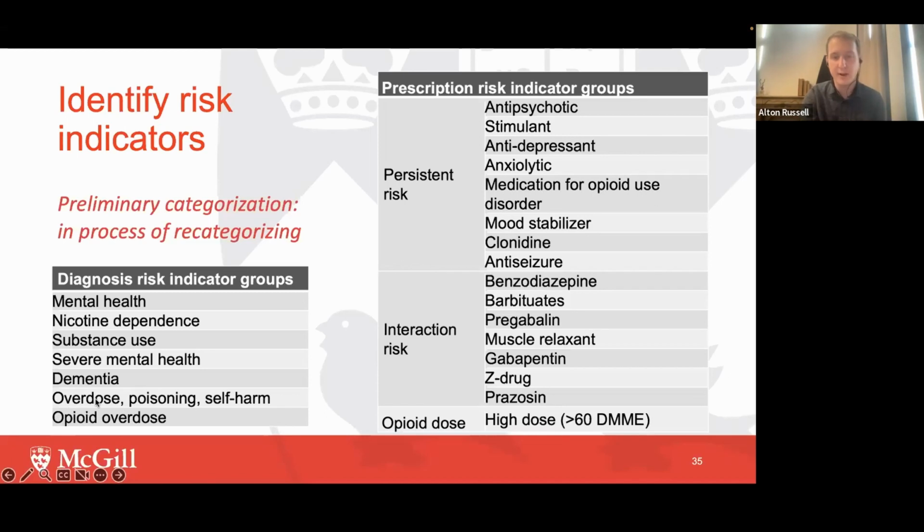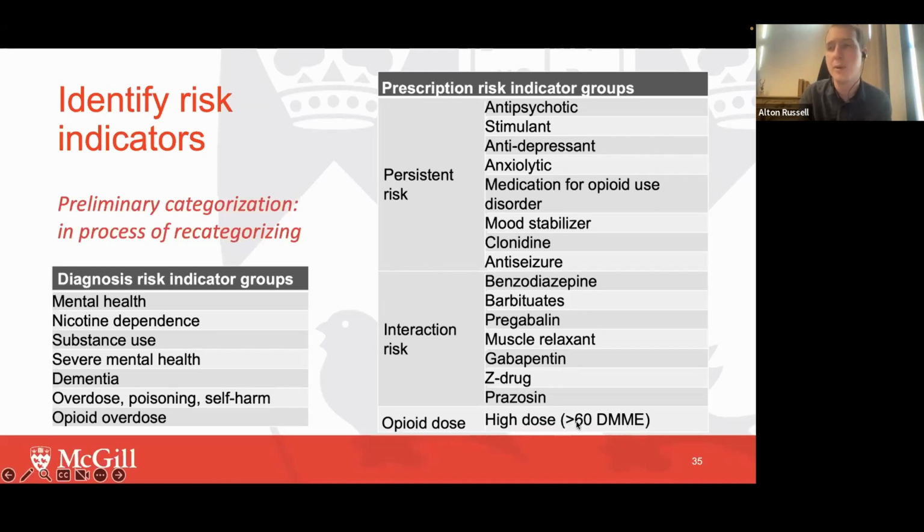So if you had an opioid overdose before your opioid episode started, you would be lumped in with this overdose category. And then in terms of the prescription risk indicators, you can ignore this persistent and interaction risk because we ended up simplifying and getting rid of it. But you can see here there's a large number of drugs that we considered, including medications for opioid use disorder, and a lot of drugs that might be associated with a mental health condition or have an interaction risk. We also considered a high dose, which we consider to be over 20 daily morphine milligram equivalents.